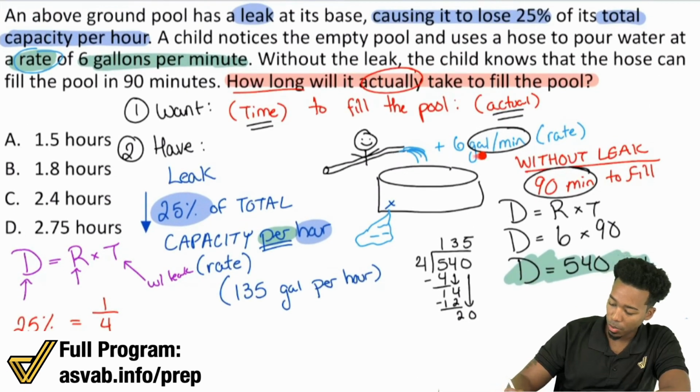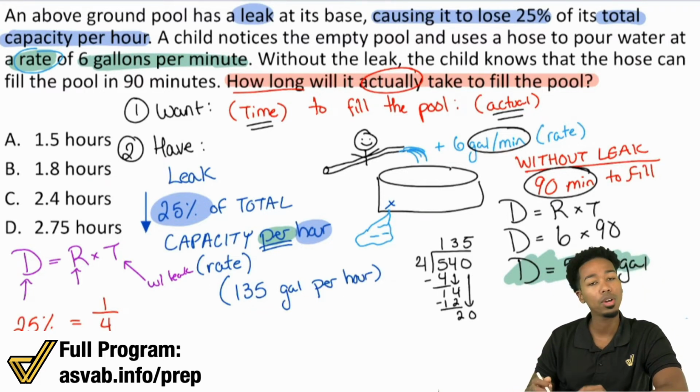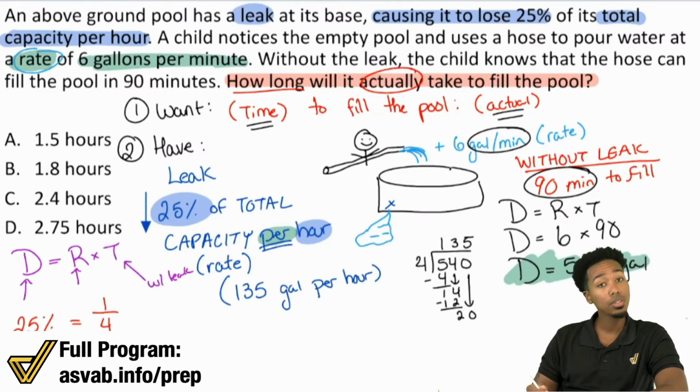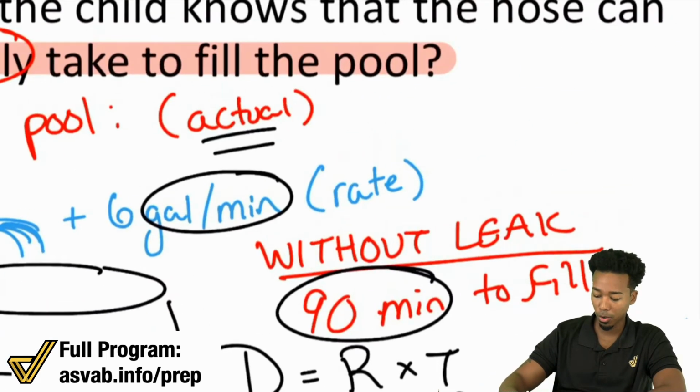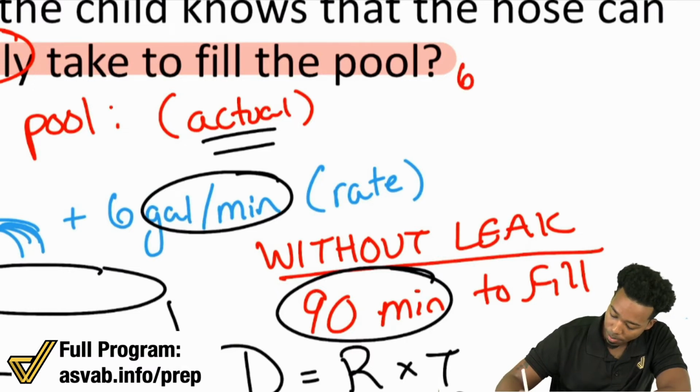The leak earlier was 6 gallons per minute, but this is gallons per hour. Our answer is going to be in hours. So there's a lot going on in this problem. And so what I'm going to do next is I'm going to try to find out what 6 gallons per minute is in terms of gallons per hour. So allow me to come up here real quick, and I'm going to say, hey, 6 gallons a minute.